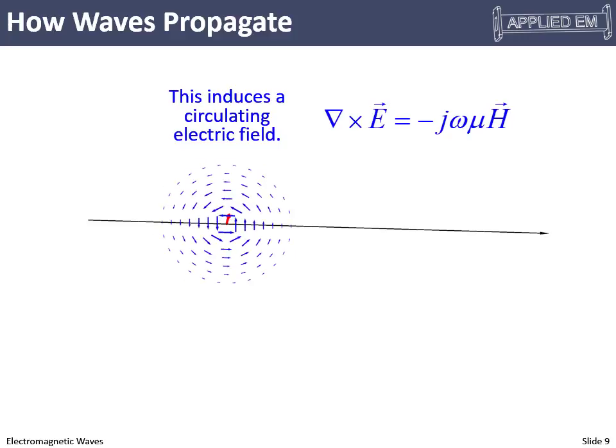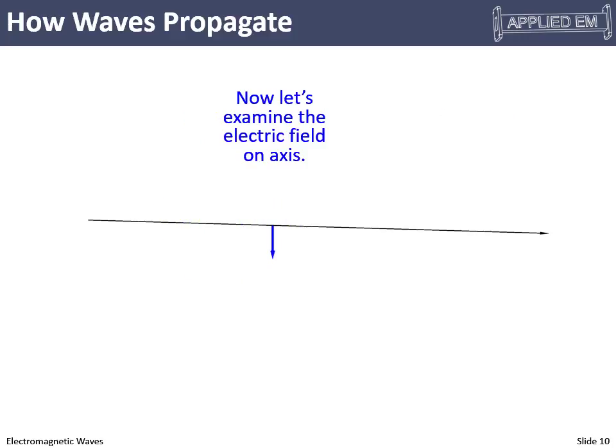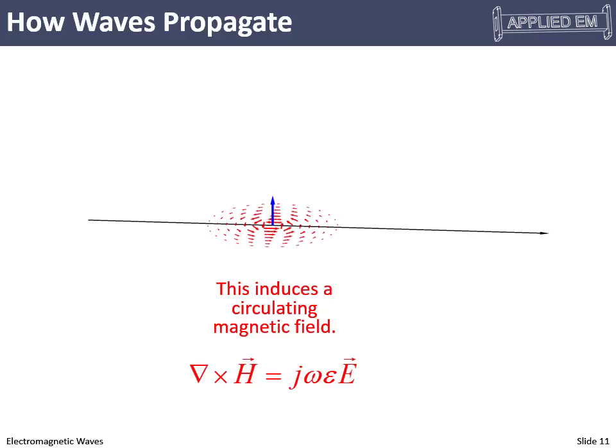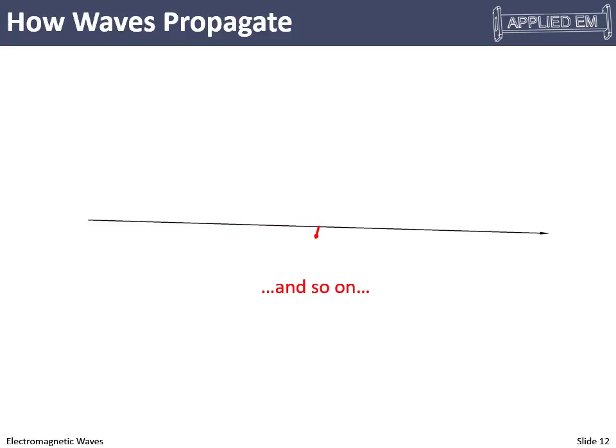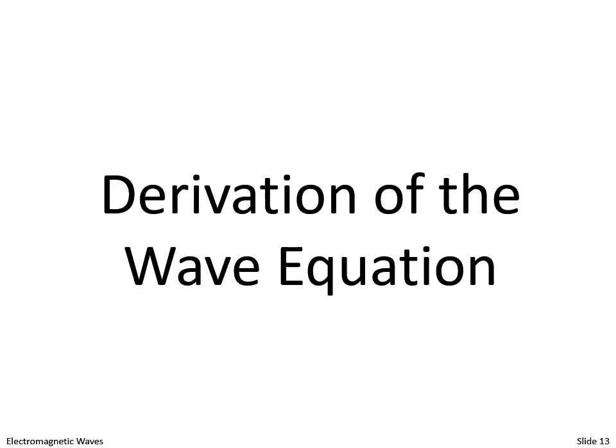At this point, we can just focus on one of the electric fields on axis, ignoring the other ones. And we know that an oscillating electric field will induce an oscillating magnetic field. Back to the first of the curl equations. Then we could focus on one of those magnetic fields on axis. That would induce a circulating electric field, and so on and so on. And so we also have a picture now to describe how Maxwell's equations predict waves. Armed with that visualization, let's move on to deriving the wave equation.